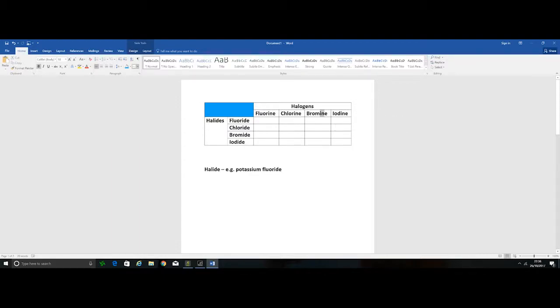Now the halogens end in INE, and here we have the halides. An example of a halide would be potassium fluoride. It could be calcium fluoride or sodium fluoride, but to give you an example, we'll go with potassium fluoride. So our halides are potassium fluoride, potassium chloride, potassium bromide and potassium iodide. If you notice, halides end in IDE. By the end of this tutorial you should be able to fill this table in as to whether there will be a reaction or no reaction.